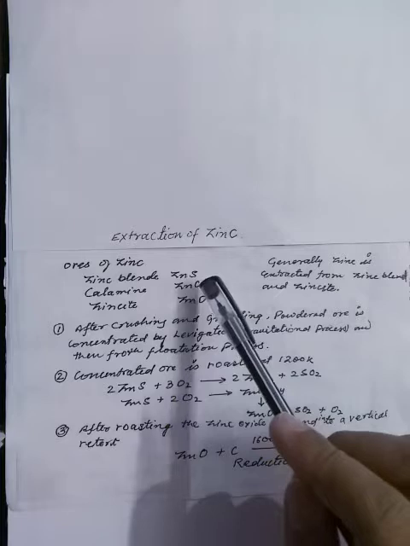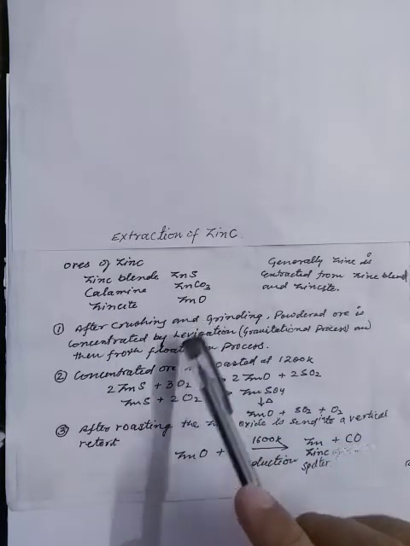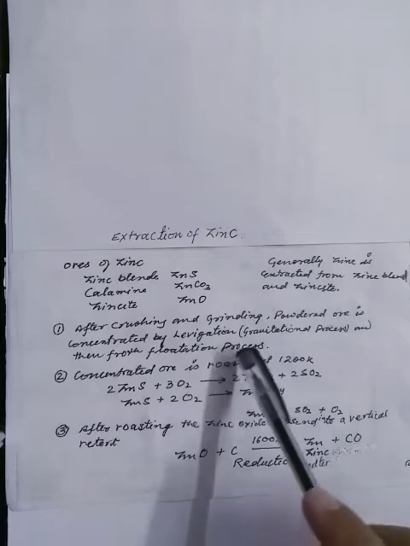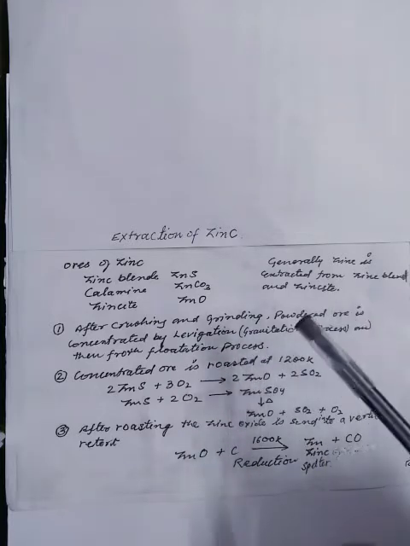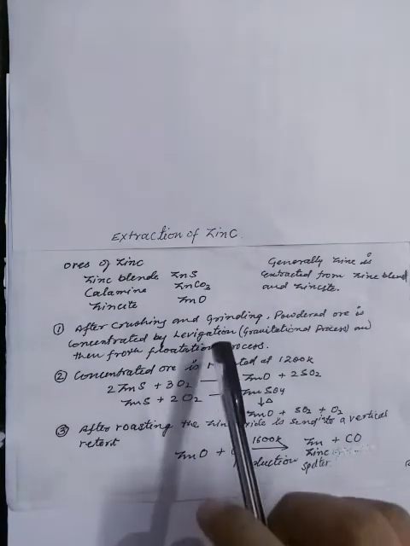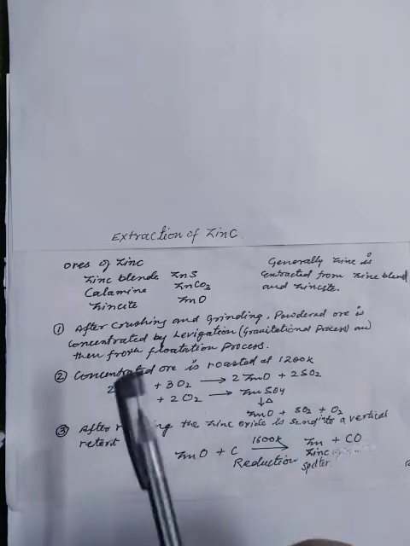The froth flotation process will be used for the zinc blend only, not for the zincite. But for both we can use levigation. Levigation, which you have studied, is hydraulic or gravitational separation, in which we keep the ore with water and in grooves the heavier part settles down. So levigation and froth flotation are used for the concentration of zinc ore.